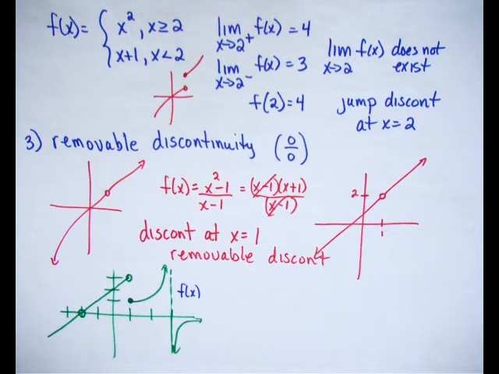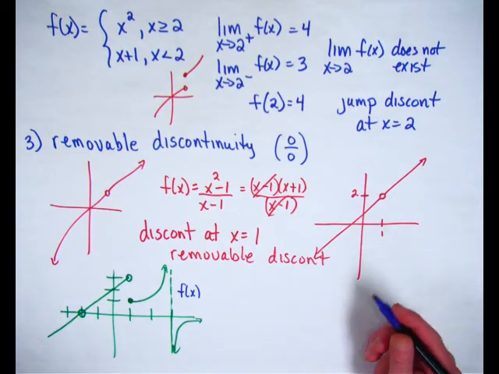Now again, it's easy to tell by just the pencil test. If you're just coming along like this, you'd have to jump over this point, you'd have to jump to here, you'd go off to infinity, jump down to here. So obviously the graph is discontinuous. I just want you to be able to tell me what kind of discontinuity it is.